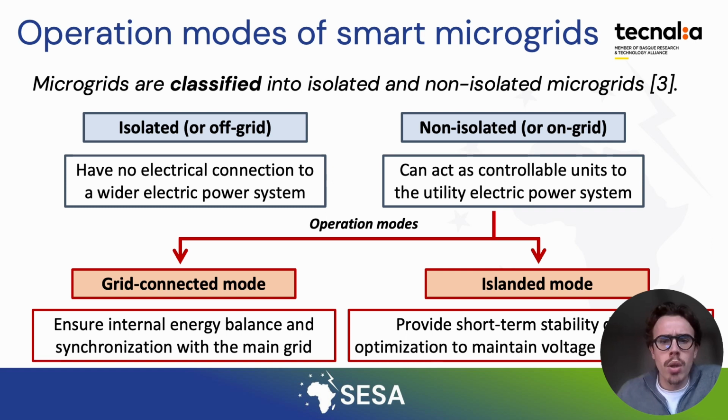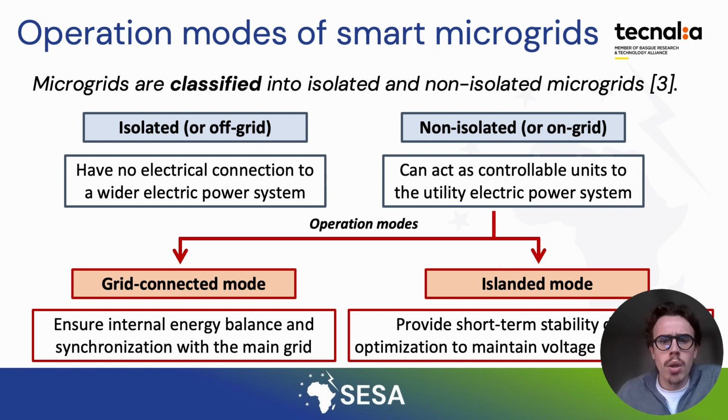Among these last ones, we can differentiate two main operation modes. These microgrids can operate in a grid-connected mode. In this case, the main objective of the microgrid would be to optimize the dispatch of all the energy resources, ensuring the energy balance among all local resources, and also ensuring the synchronization with the main grid, so providing appropriate frequency and voltage output from the microgrid.